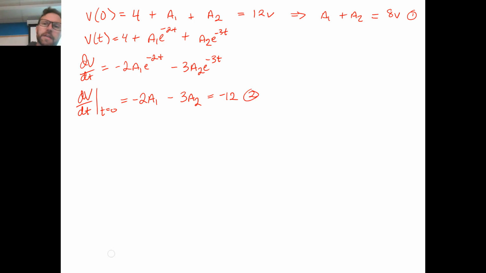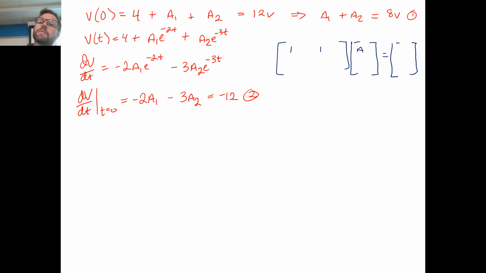What I would recommend is then putting those into a matrix. I mean, it's a pretty simple system. You could solve it without this too, but you get your equation 1 is A1 plus A2 is equal to 8, and then equation 2 is minus 2A1 minus 3A2 is equal to negative 12. And if you solve this for A1 and A2, you get that A1 is negative 4 and A2 is 12.